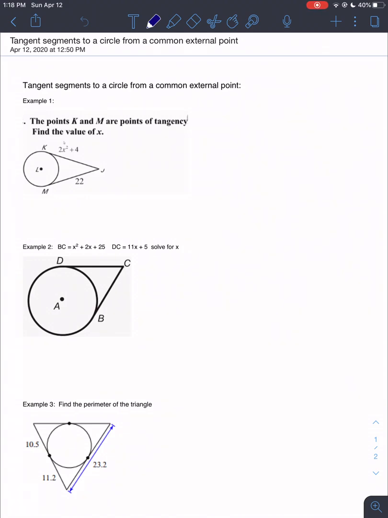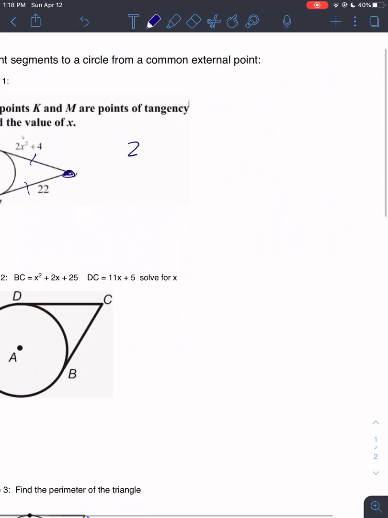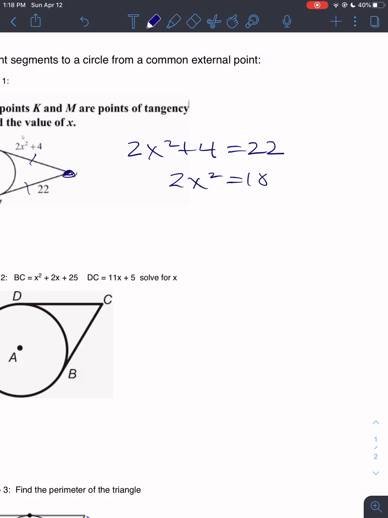Circle lesson number 1. If you choose a point outside of the circle, point J, and draw two tangent segments to the circle, they're equidistant. So we're going to say that 2x squared plus 4 equals 22. Subtract 4 from each side. 2x squared equals 18. Divide each side by 2. You get x squared equals 9. Therefore, x is plus or minus 3.